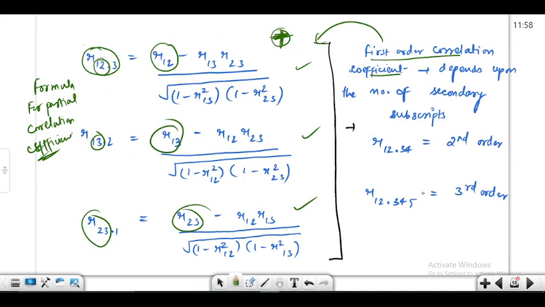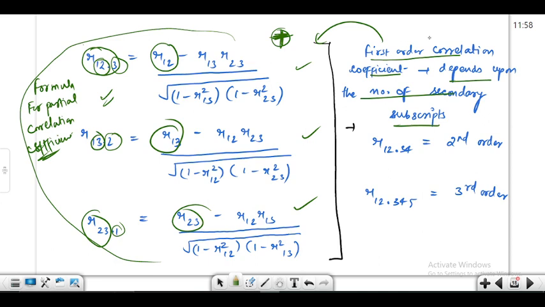So when I add an extra variable, just like in this case, I have three variables in the formula. This is the first degree, because the degree depends on the number of secondary subscripts, which is this term, this two and this three here. As the terms here increase, the degree also increases. So these formulas are your first degree or first order correlation coefficient.